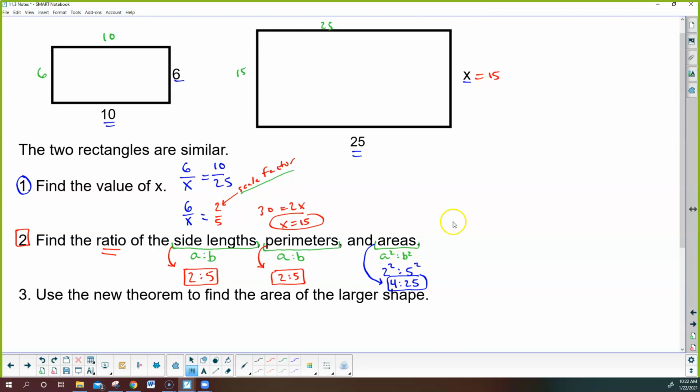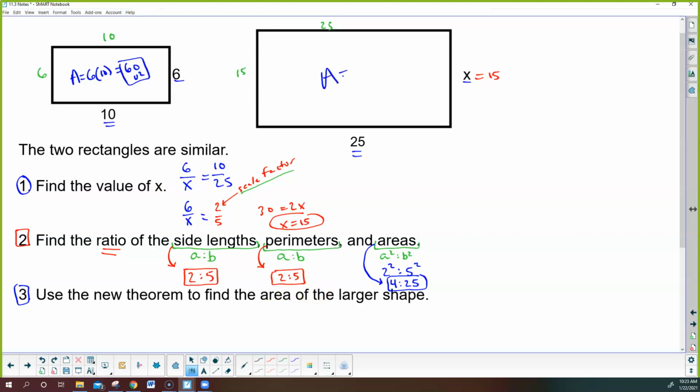Okay, so now, how do I use the new theorem? How do we do part 3? Use the new theorem to find the area of the larger shape. Well, to do that, I need to know the area of the small shape, and the area of the small shape is 6 times 10, or 60. Right, so I had to find that. That's 60 units squared.